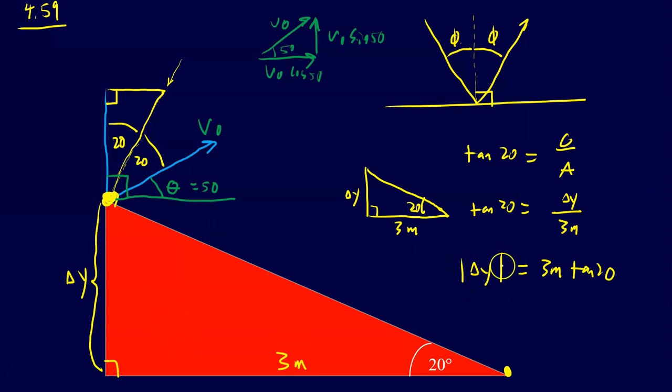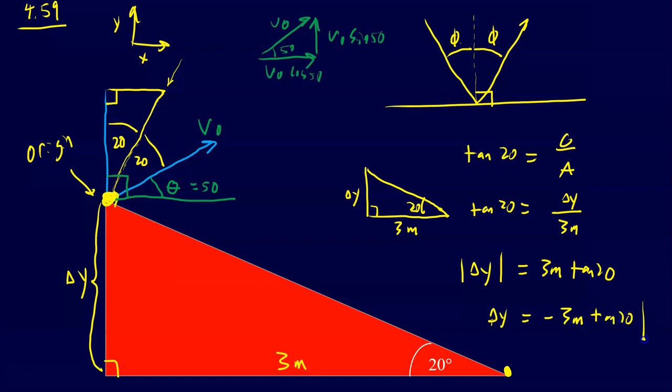This is delta because we can define our distances however we like. I called this piece the origin, and then set up our typical xy axis. When you do that, your delta y turns out to be negative 3 m tangent 20. Those are the pieces of information that you have to do a little bit of work to figure out for this one.